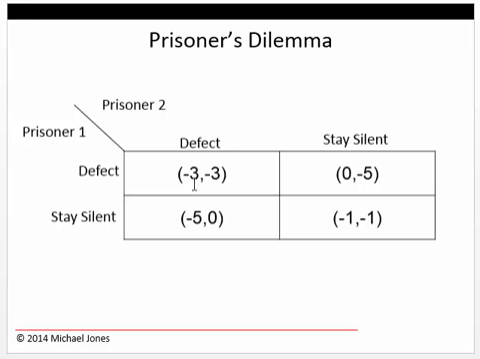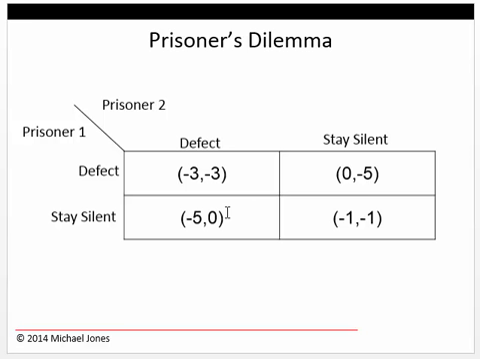So if prisoner 1 defects and prisoner 2 defects, the first coordinate in the pair is the payoff to prisoner 1. So prisoner 1 goes to jail for 3 years. And we can see that prisoner 2 also goes to jail for 3 years when both players defect. Now here, if I look at this cell, I see that prisoner 1 defects and prisoner 2 stays silent, then because prisoner 1 defected, he gets to walk away. So he goes to jail for 0 time. And then prisoner 2, however, goes to jail for 5 years.